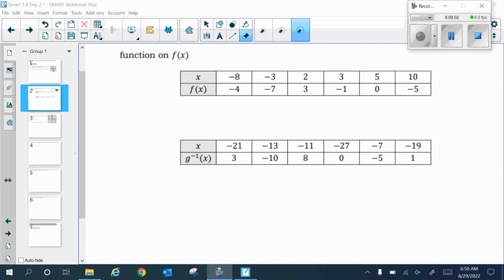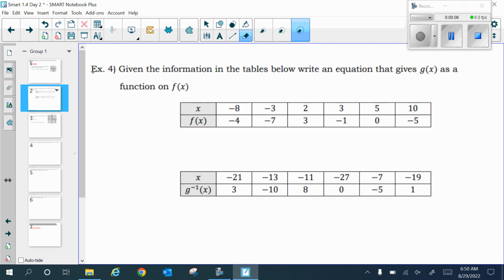How's it going, guys? Today we're going to be going over 1.4, day 2, and we'll be starting on example 4 on the 1.4 part of the notes. So here, we're given the information in the table, and we're going to write an equation that gives g of x as a function of f of x. But the problem here is I don't have a g of x, right? What I'm given here is this g inverse of x, right?